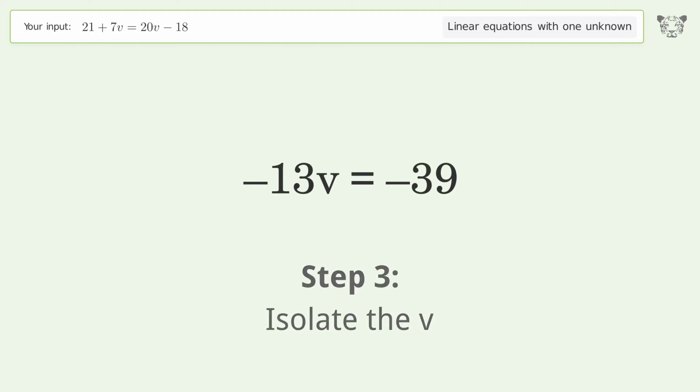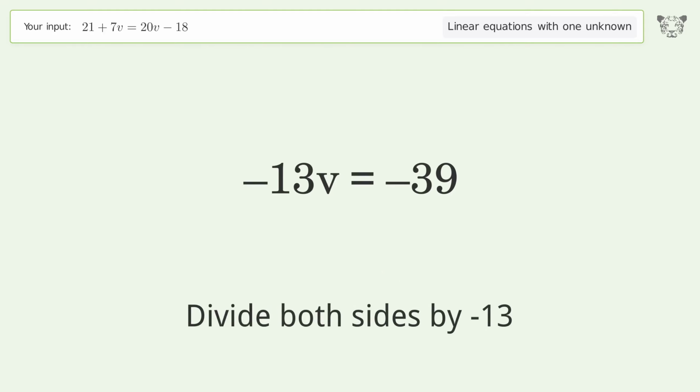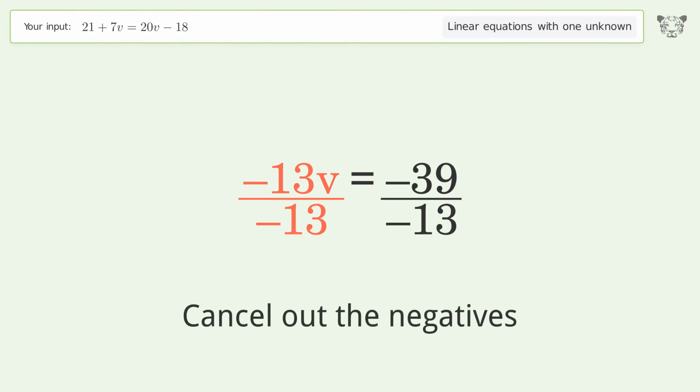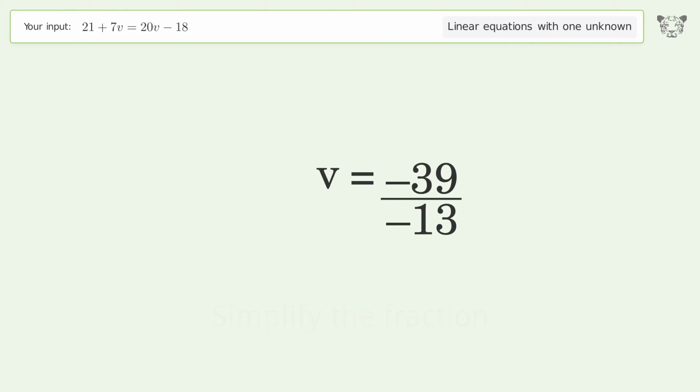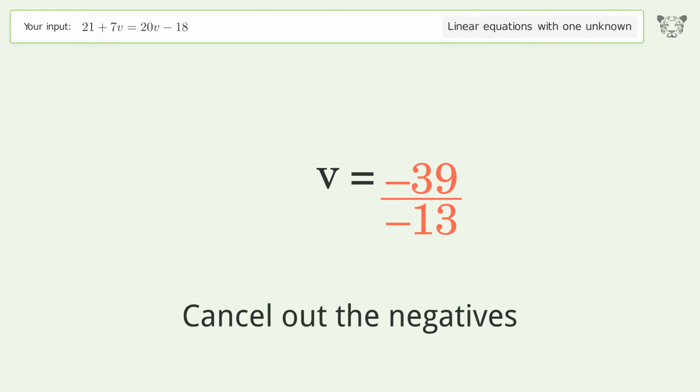Isolate the v. Divide both sides by -13. Cancel out the negatives. Simplify the fraction. Cancel out the negatives.